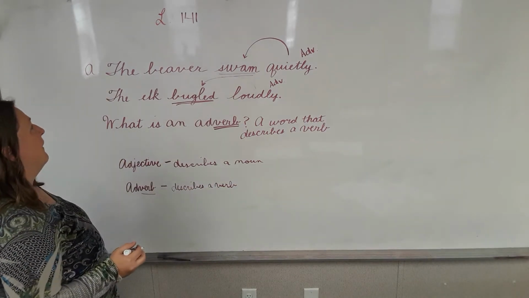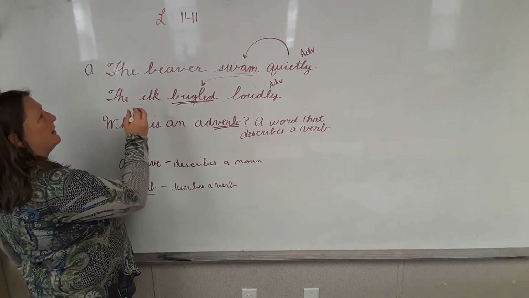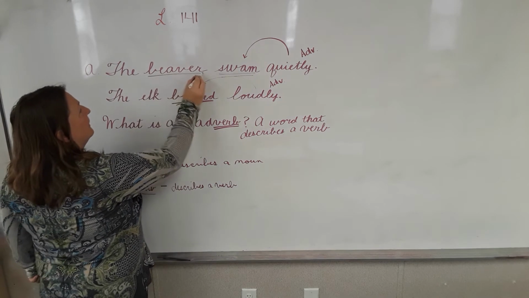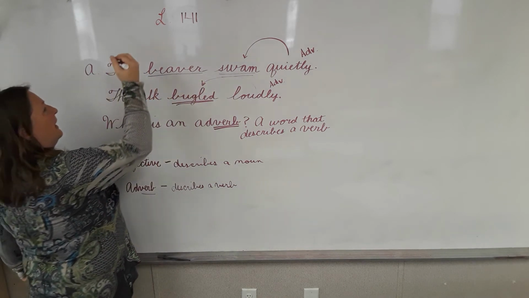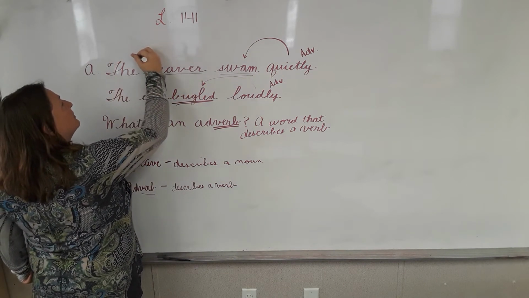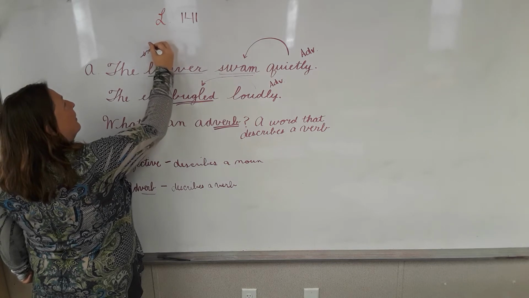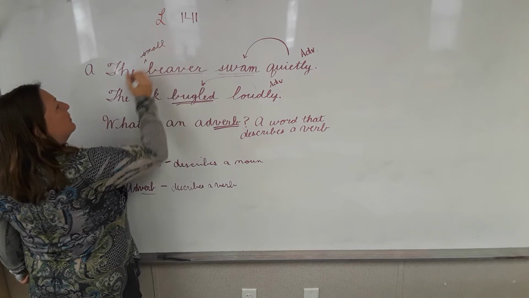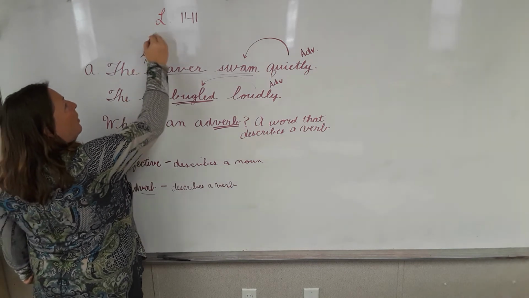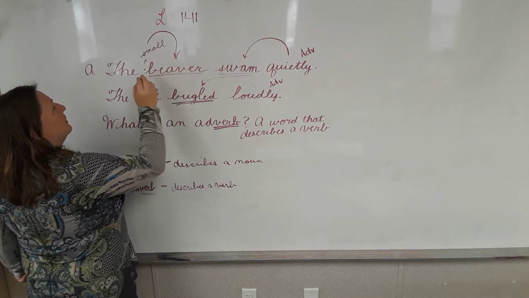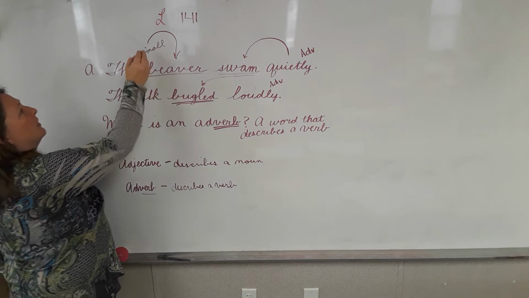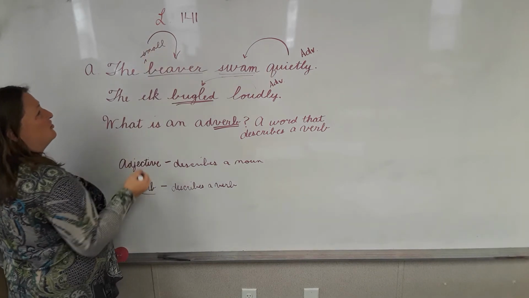Let's go ahead and find our nouns to describe our noun. The what beaver swim quietly? Beaver is a noun. We could say the small beaver swam quietly. And small would describe the beaver. So small describes the noun. So small is an adjective.